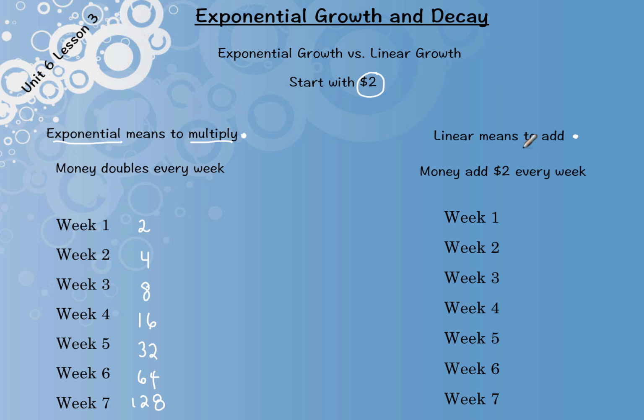Now, if you were to do linear, linear means to add. So if you started off with $2, then I'm going to add $2 onto that. Add $2, add $2, add $2, add $2, add $2. Wow, look at that difference in week 7 when we have exponential growth versus linear growth. So in terms of money, we always want to use exponential growth. We don't want to use linear growth. But there are times where you'd rather have linear growth than exponential. And we'll look at those as Unit 6 unfolds.